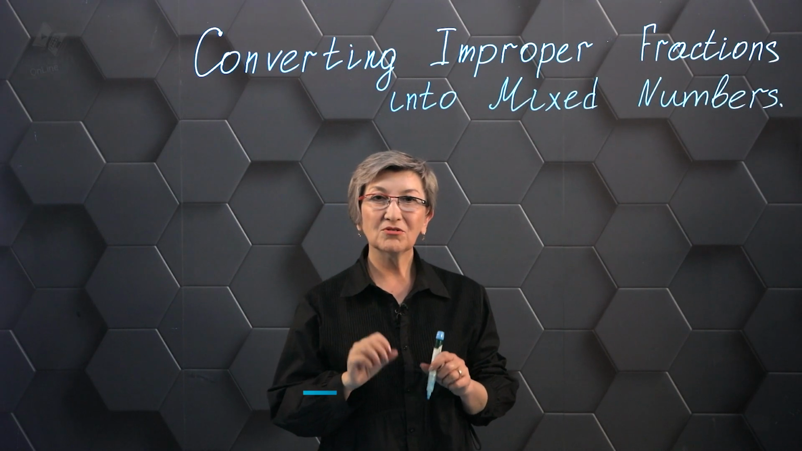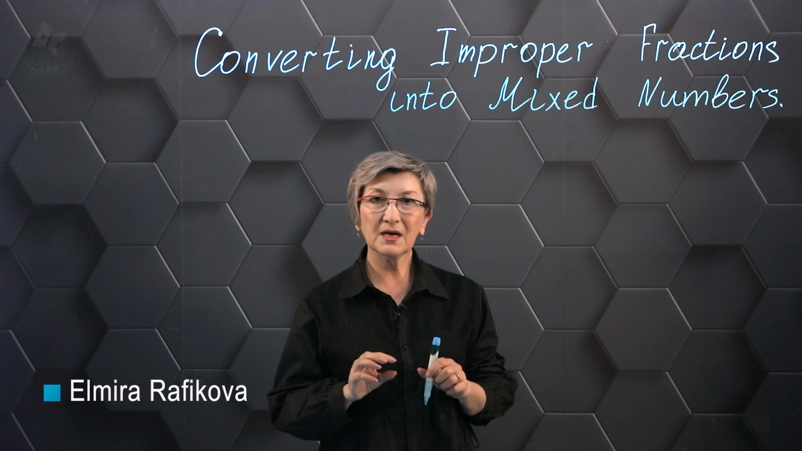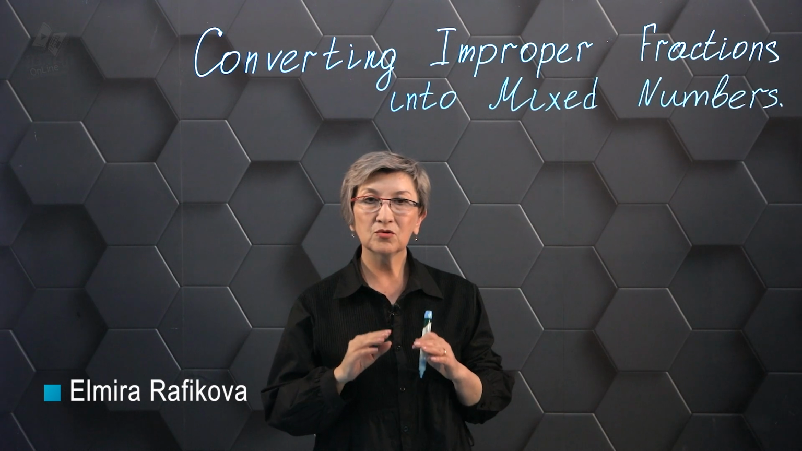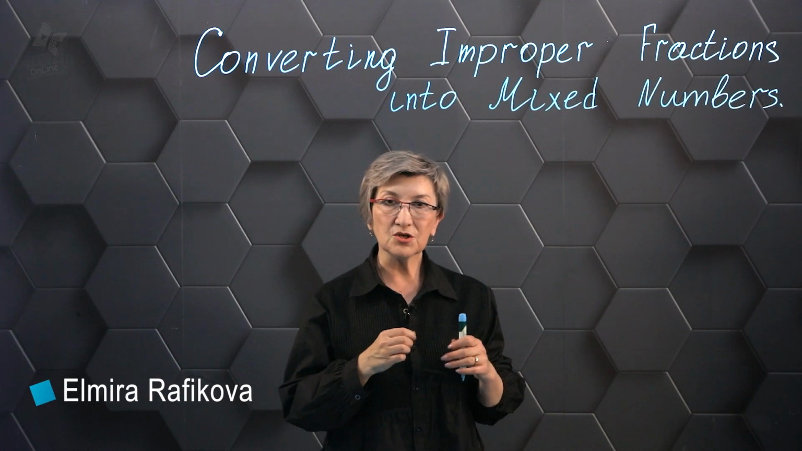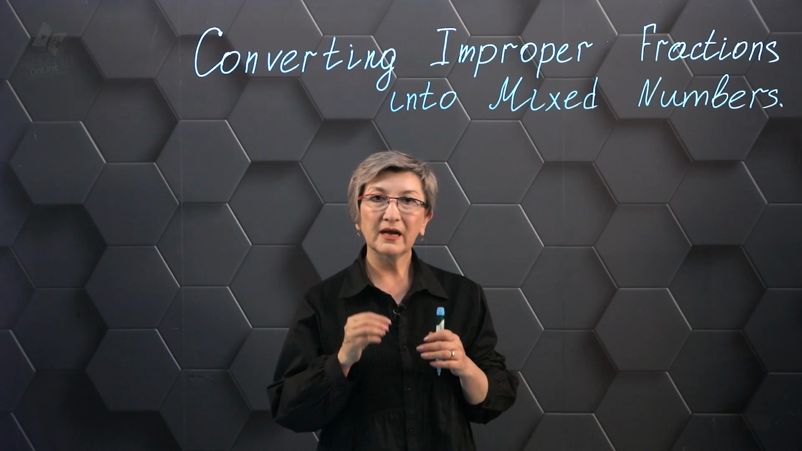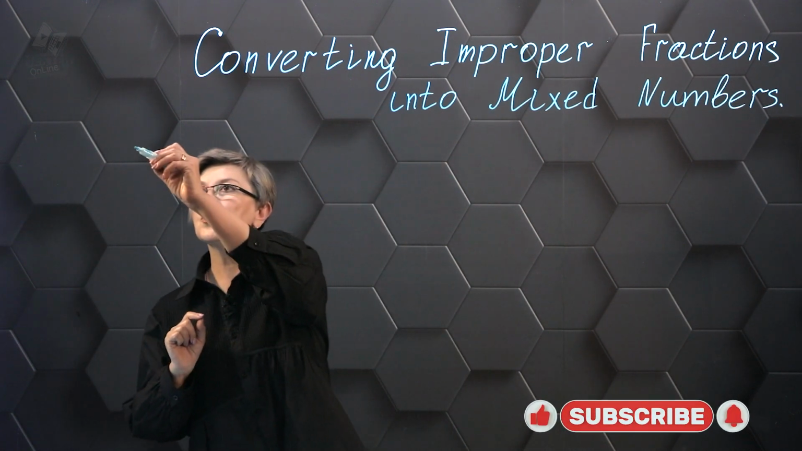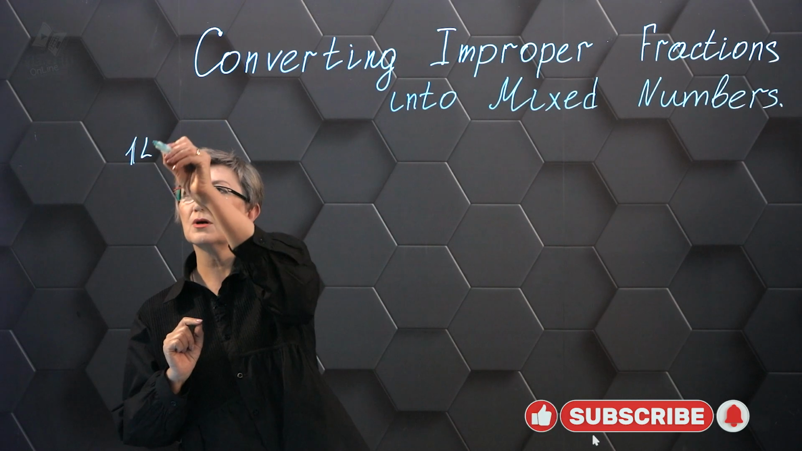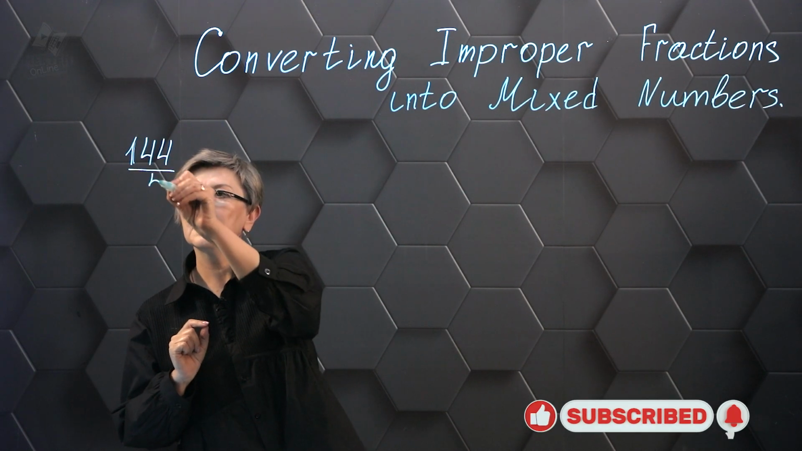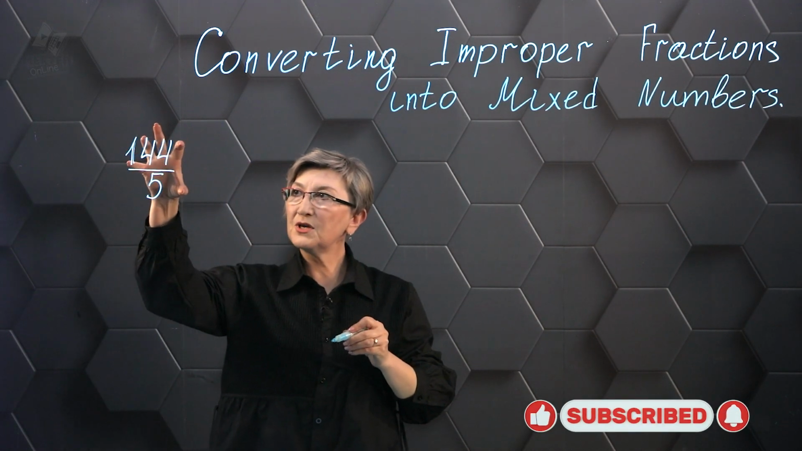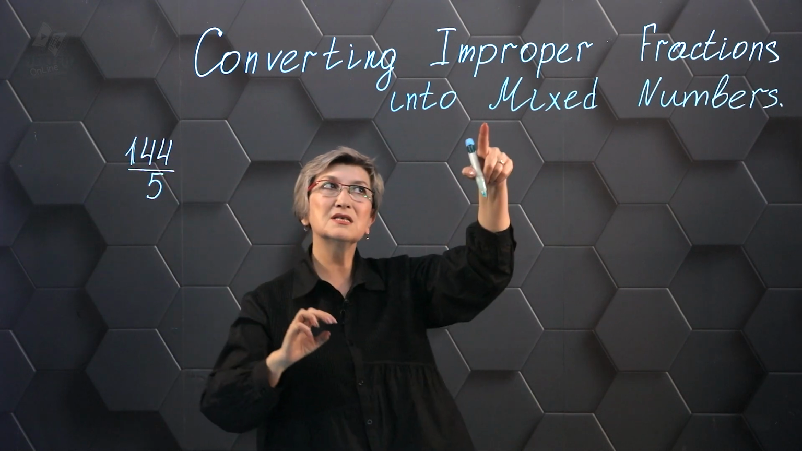Hello! Today in class we will solve two more examples where we will convert an improper fraction into a mixed number, or we'll emphasize the whole part. Let's take the following fraction, 144 fifths, and write this fraction as a mixed number.